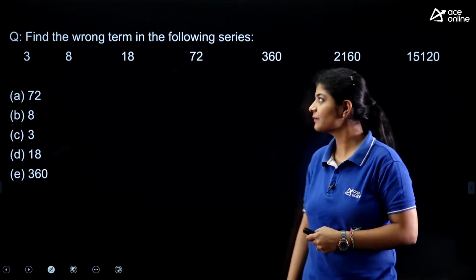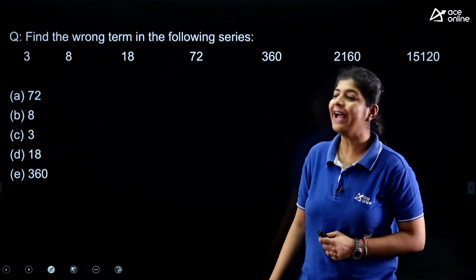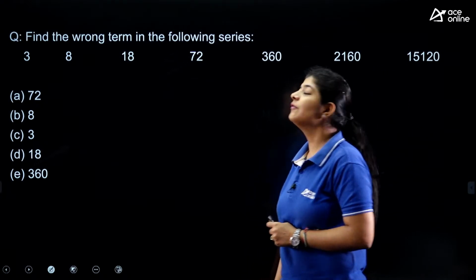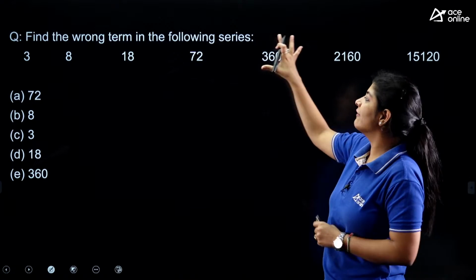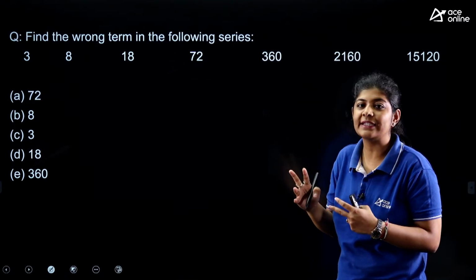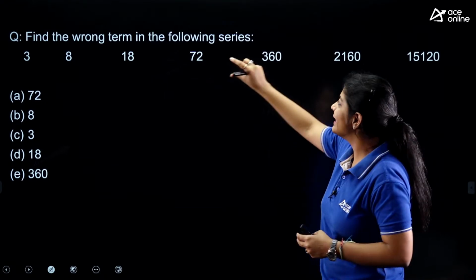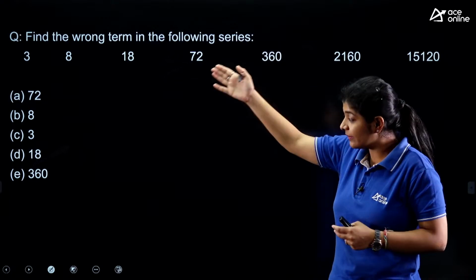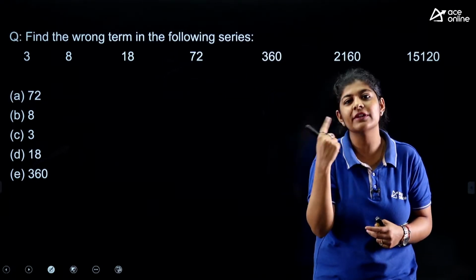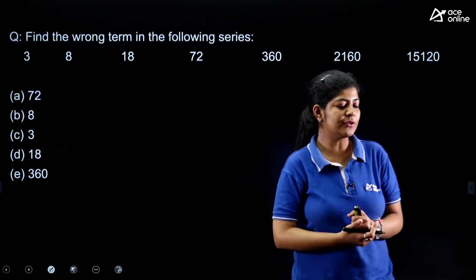So this is the very first question of today's session, and the question says: find the wrong term in the following series. Here we have a few numbers, and all of these numbers are connected with each other in a certain pattern. But in these given numbers we have one wrong term, and we need to figure out which is that term. So how are we going to determine that?